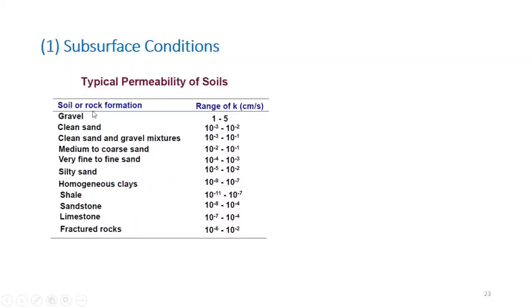So it's very clear now that all these subsurface materials have different ranges of permeabilities. So your method to dewater the system will of course depend on what type of soil you are in, in which you are doing your excavation. Okay.